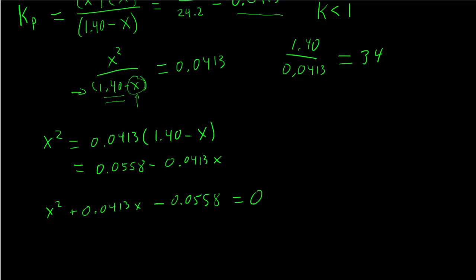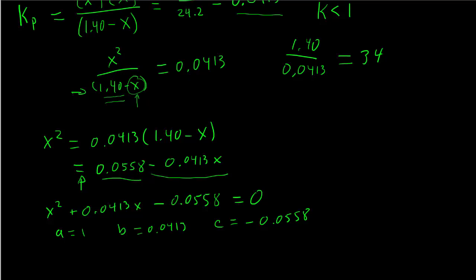All I did was subtract this term and this term from both sides of this equation to get this result. Now you can see that we're in quadratic equation form, and a, the coefficient in front of the x squared term, is 1. b, the coefficient in front of the x term, is 0.0413, and c, our constant coefficient, is negative 0.0558. Using these three values, we're going to plug those into the quadratic equation and solve for x.